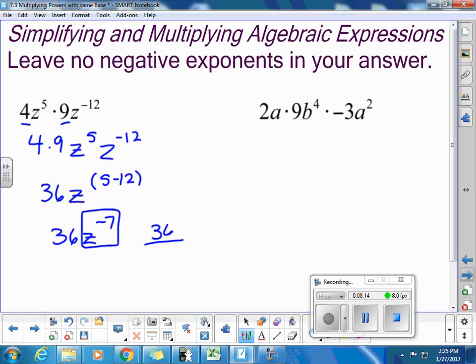But the z I have to move and lose. So I move it to the denominator, and I change the -7 to a +7. So my answer is 36 divided by z to the 7th.